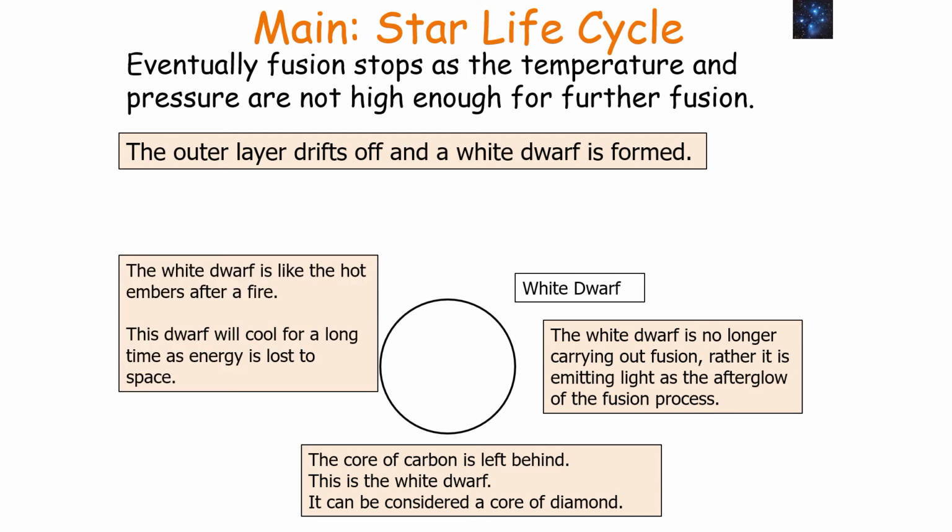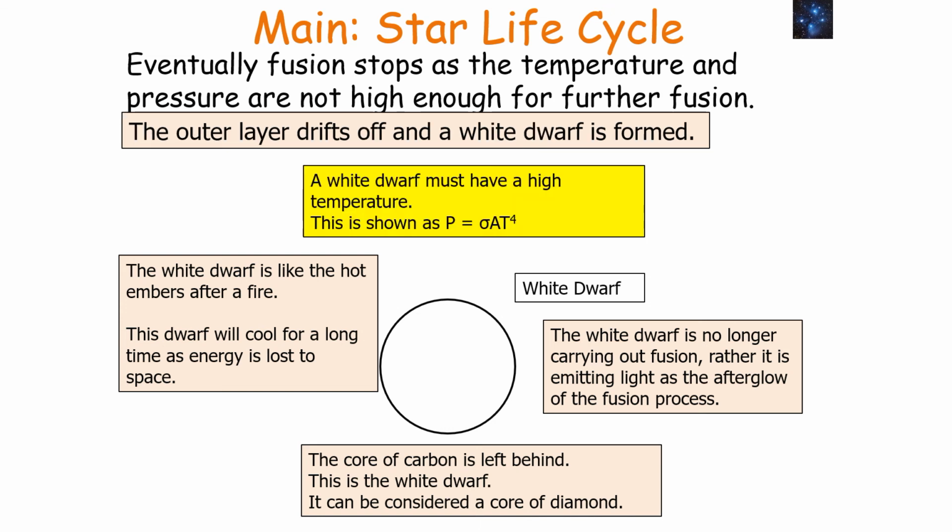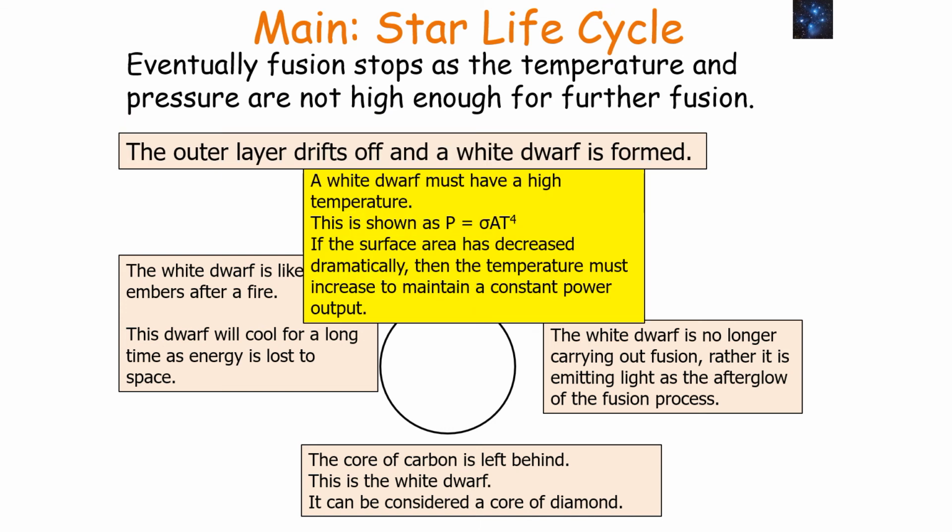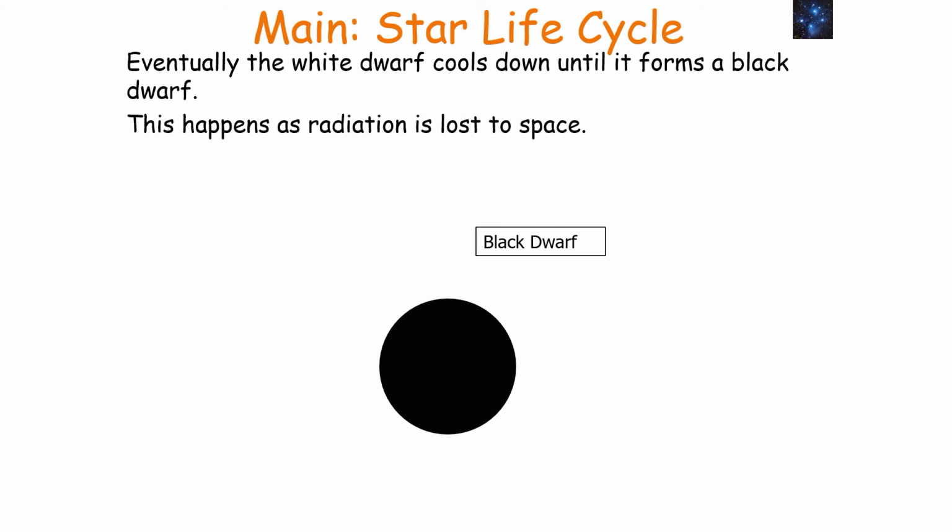Now the white dwarf is like a hot ember after a fire. This dwarf will cool down for a long time as energy is lost to space. Now a white dwarf must have a high temperature, because of P equals sigma A T to the 4, so if A is very small, T must be very high to maintain a constant power output. Now eventually the white dwarf cools down until a black dwarf is formed. This happens as radiation is lost to space.